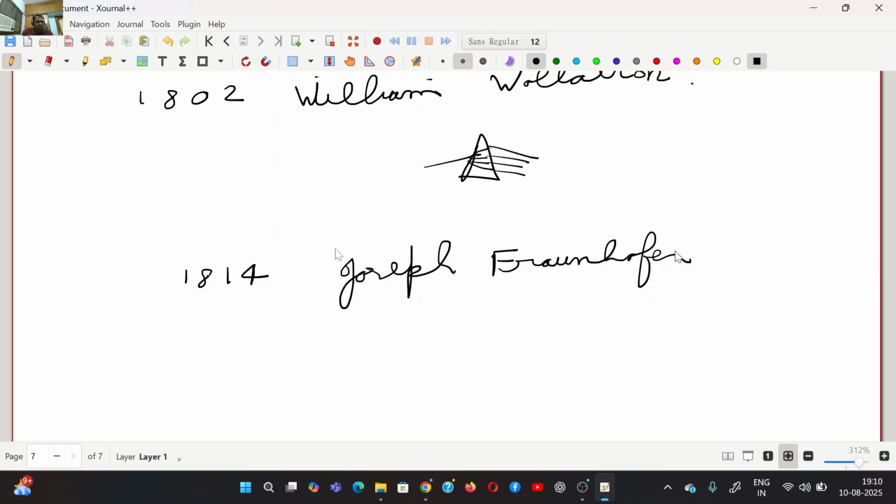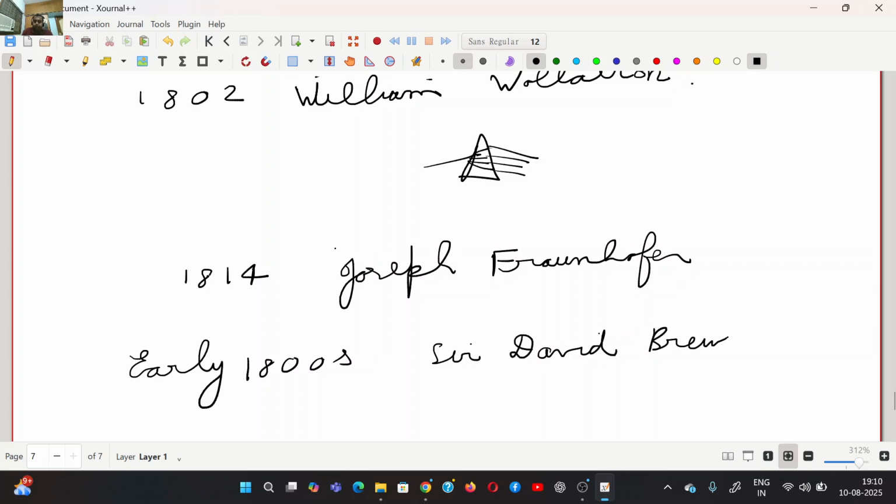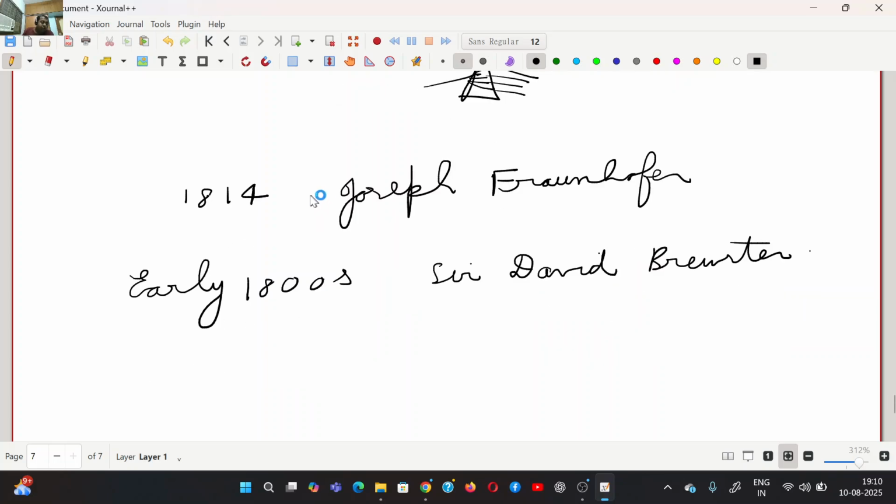And around that period, early 1800s, there is a famous English scientist. His name is Sir David Brewster. He suggested that the dark lines were due to vapors of elements like sodium and iron in the sun's outer layer, absorbing specific wavelengths of light. This was a major shift in understanding that the sun's atmosphere could filter out certain colors.